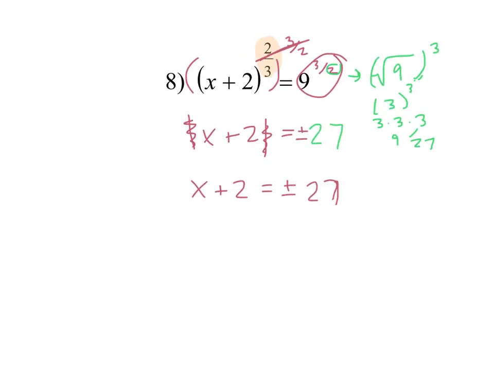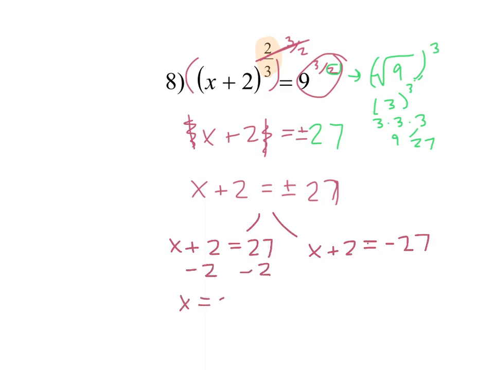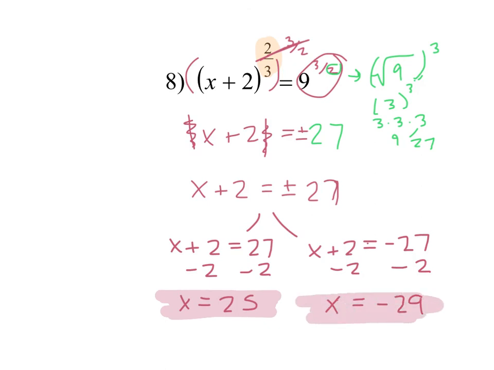And now we can write this as two separate equations. So we have x plus 2 is equal to our positive 27, and x plus 2 is equal to the negative 27. So we're just going to subtract 2 from both sides. So we get x is equal to 25. We subtract 2 from both sides of this one, and we get x is equal to negative 29. So remember, since our numerator was an even number, we get 2 answers.